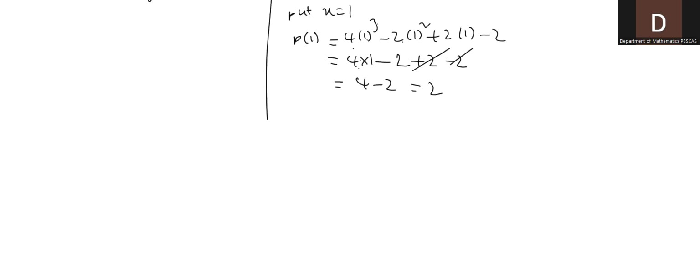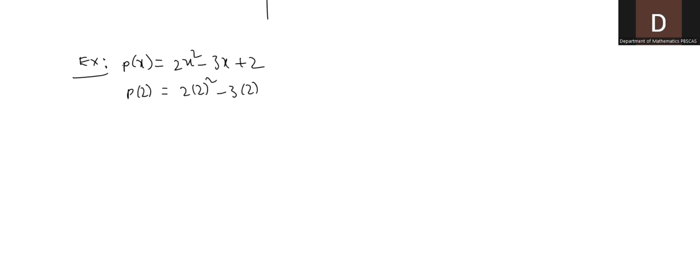And next, the zeros of the polynomial are done. Find the value of the indicated value. Let's take some value. Suppose p(x) = 2x² − 3x + 2. This time put 2 in the place of x: 2 into 2 squared, minus 3 into 2, plus 2.